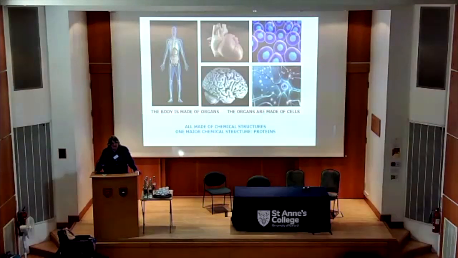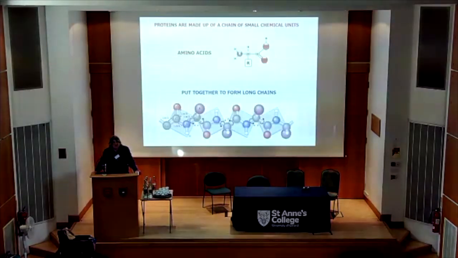So the body is made of organs, and the organs are made of cells, and everything is made of chemical structures. And one major chemical structure is a protein. And proteins are simply chains of very small units called amino acids. They're put together and they form long chains.